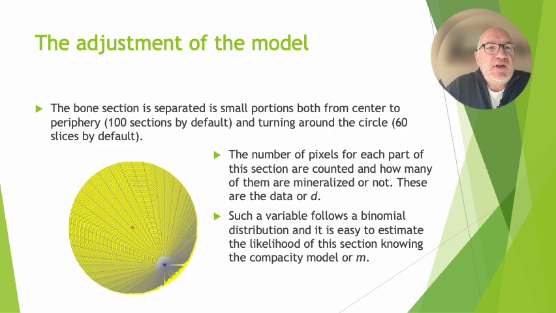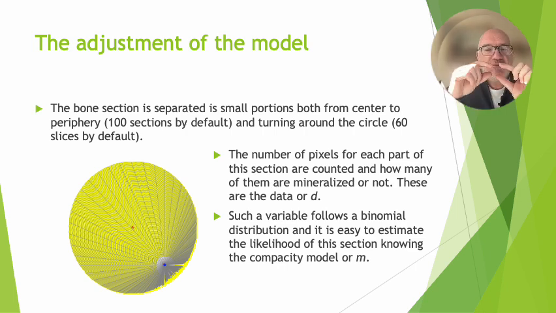The adjustment of the model is done by splitting the section into small portions. We cut the section from the center to the periphery into 100 little portions and turn around the circle by 60 slices by default. It can be changed, but 60 is generally a good compromise between quality of information and number of analyses to be done.